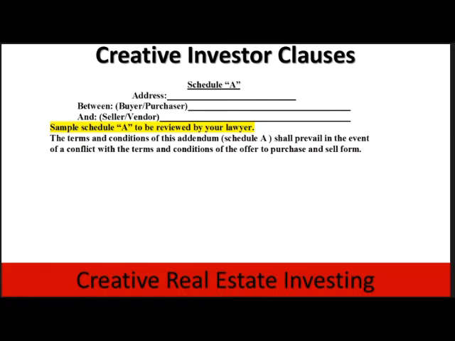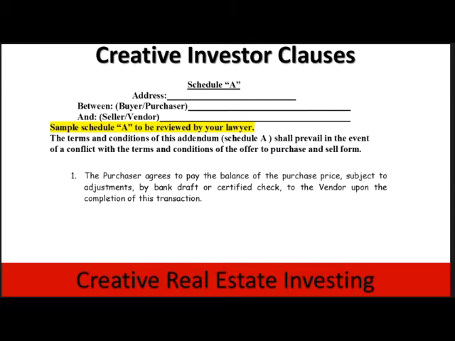But again, it just shows the address. It says between the buyer and the purchaser and the seller and the vendor. So it just gives the details. And what you would do is take this Schedule A when you're completed and physically attach it to the actual purchase and sale agreement by stapling it to that agreement and making reference in the body of the purchase and sale agreement that there is a Schedule A attached.